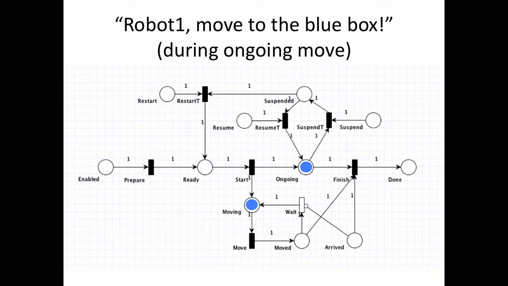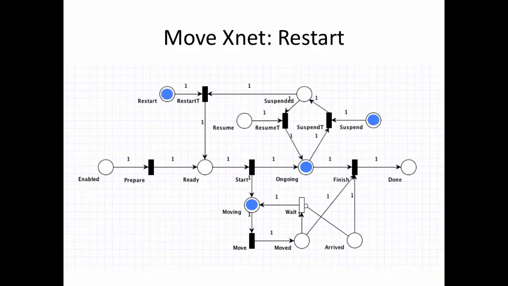Supposing we were already moving, but now we've got the command that we showed at the end of the demo to move to the blue box instead of the red box where we were originally headed. So we're ongoing. First we suspend, but we're going to want to restart our motion to some new location. So we've marked two places here, and we go through two transitions. First we go to suspended, and then that enables us to go through the restart transition. We go to ready, and we pick up the new target location, and we keep going. So now we're back in ongoing.